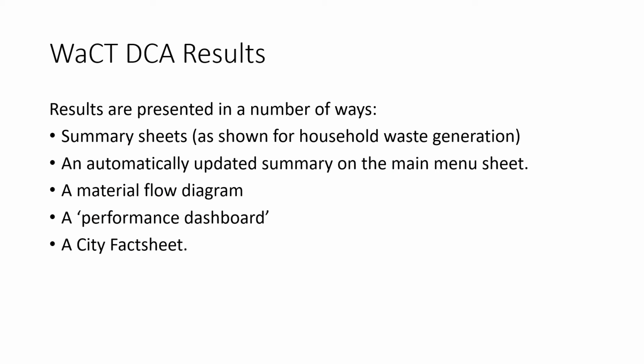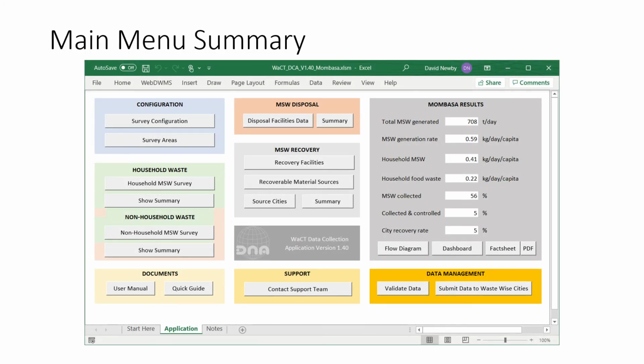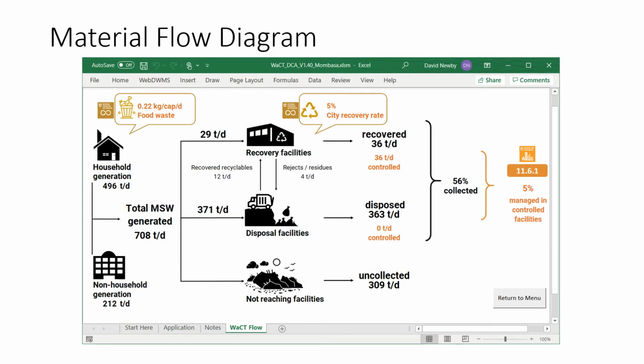We've seen several ways in which the DCA presents results. With the live updating of the results panel and the various summary screens shown already, the DCA can also present results in other ways. It can show a material flow, a performance dashboard and a city fact sheet. Click on the flow diagram button to see a diagrammatic representation of the flow of waste. This diagram shows the estimated flows of waste from generation to recovery and final disposal.